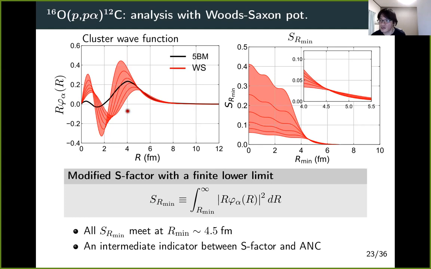single cluster wave functions. If you know about the ANC, the asymptotic normalization coefficient, which is important for example in astrophysics and extremely peripheral reactions, this ANC can be determined. But what we see in this reaction is something intermediate between the S factor and the ANC. It's not completely asymptotic, but it's not the whole region either. So in this case, about 4.5 femtometers and above is probed by this reaction.